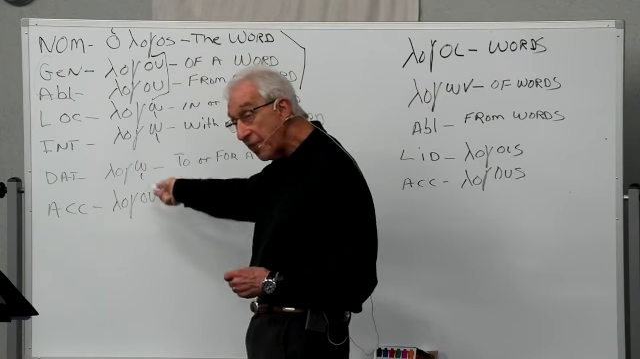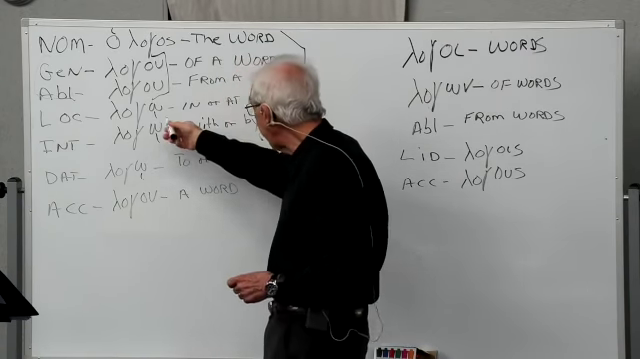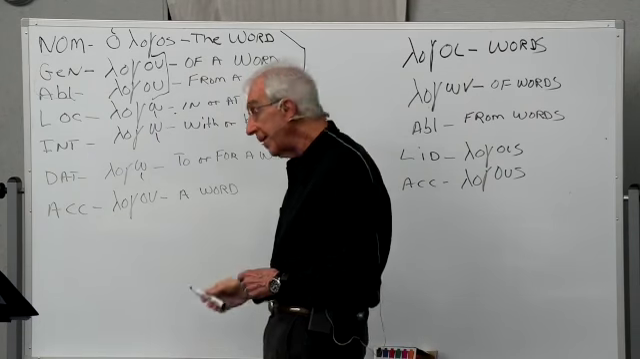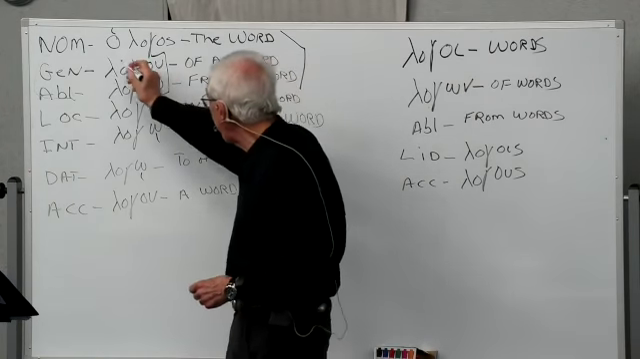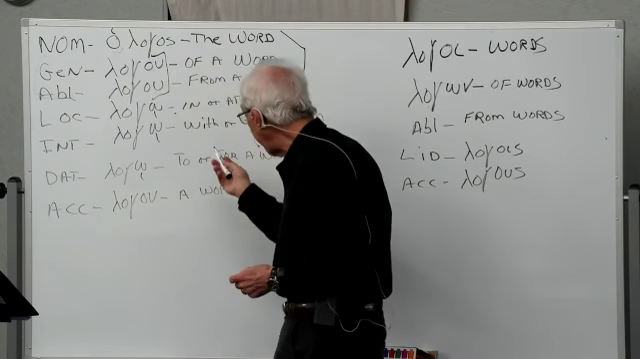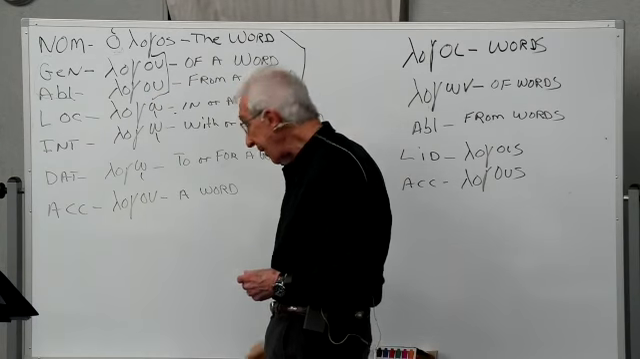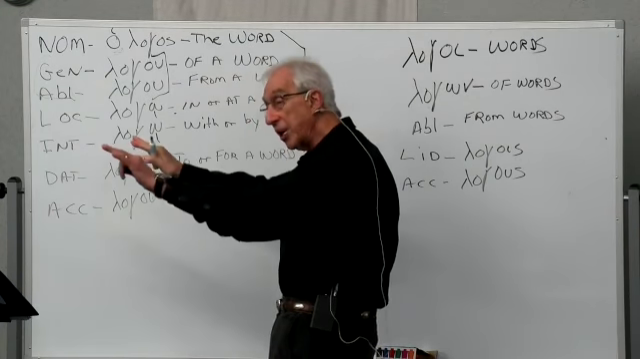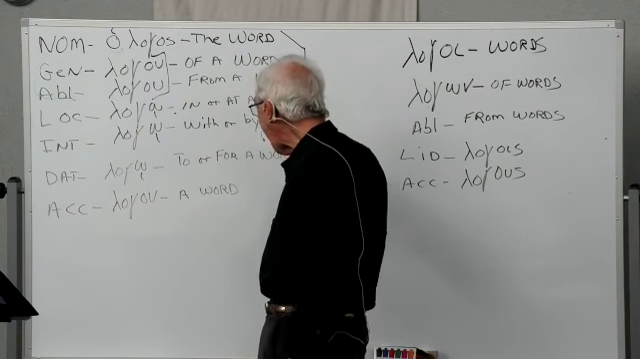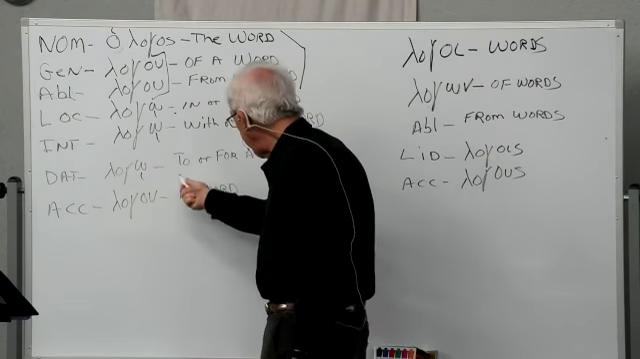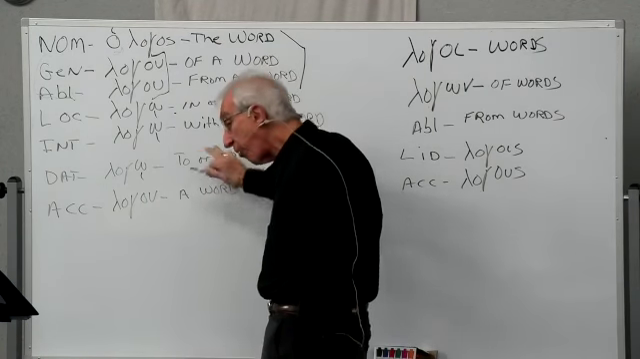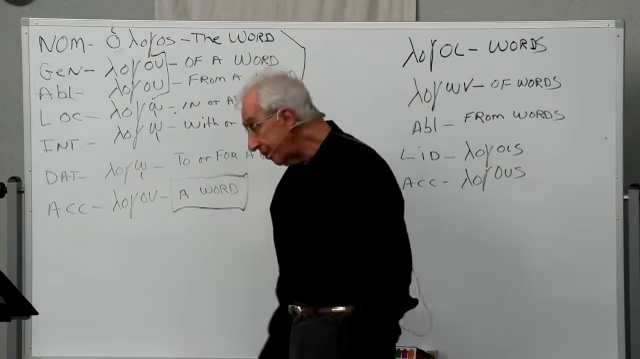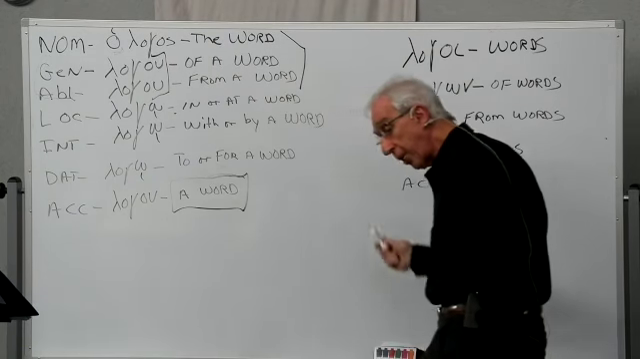Locative, instrumental, dative all have the same ending. But when I'm translating it, locative is the case of location, in or at a word. Not the word, because there's no definite article. I put the definite article here on this one, but there's no definite article that I have put with this. Instrumental is the case of doing something or how it is done, with or by a word. Dative is to or for a word, something that's done for you or to you. And then accusative is just the direct object, a word. And the same thing is true in the plural. I just put the plural endings over here.